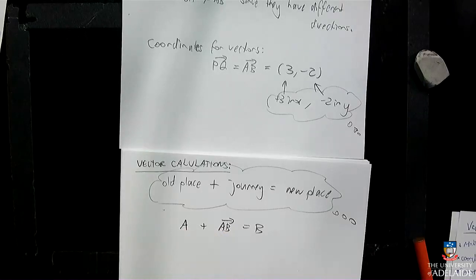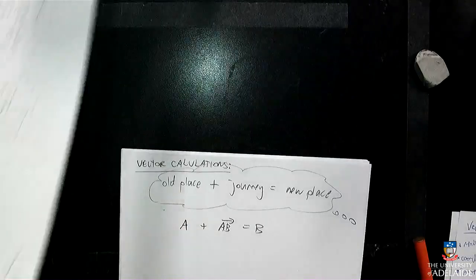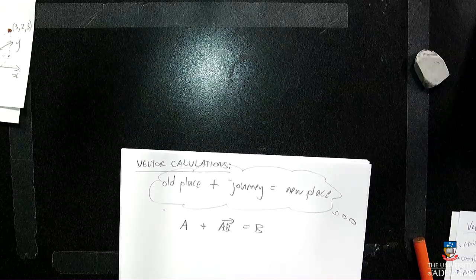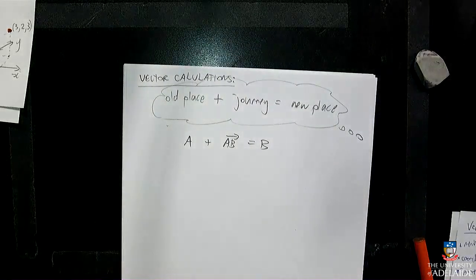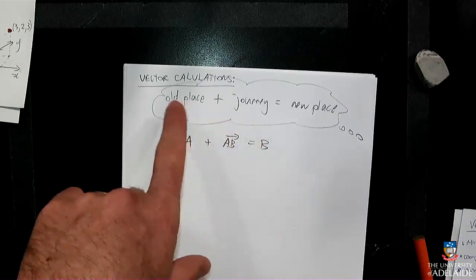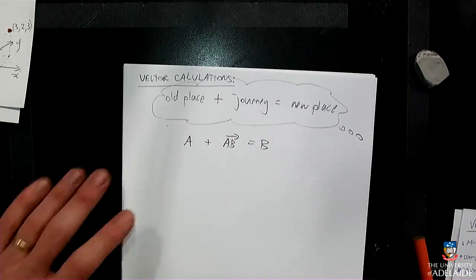So we've already been doing point plus vector addition way back when you were small, when you were counting on. Okay, and what this also means is that a journey is the new place minus the old place.